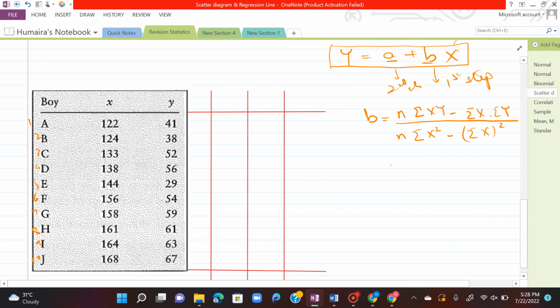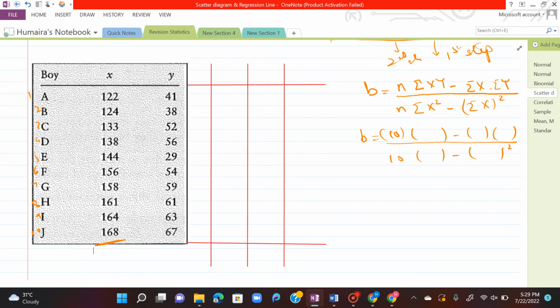So n is 10 over here, right? So n is 10. I need the value of summation xy, summation x, summation y upon 10 into summation x square minus summation x the whole square, and I will get the value of b. So let's start with summation x, summation y. Summation x, summation y means the sum of this value. You can even find out these sums through a calculator if you plug in these x y values over there.